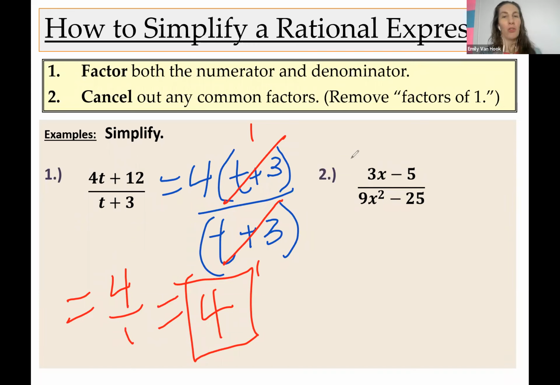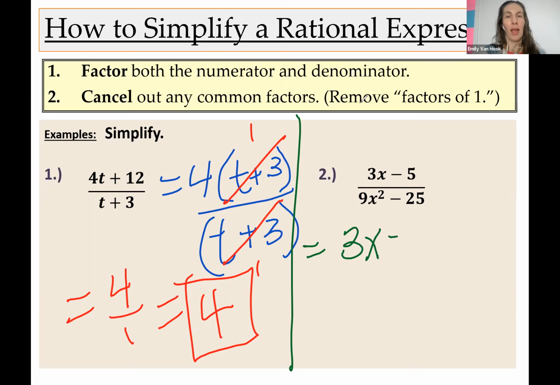Let's try number 2. Same thing. Don't cross anything out yet. Don't cross out the 3 and the 9 or the 5 and the 25 or the x's. You're noticing things that might be similar, might be common factors, but don't cross anything out until we factor. In this one, the numerator is actually already factored. We can't do anything else to it. 3x minus 5 is as simplified as it's going to get. So we leave it as it is. I'm just going to rewrite it, and I'm going to put parentheses around it because I need to be reminded that it's all one factor. You can't cross out the 3x without crossing out the -5.